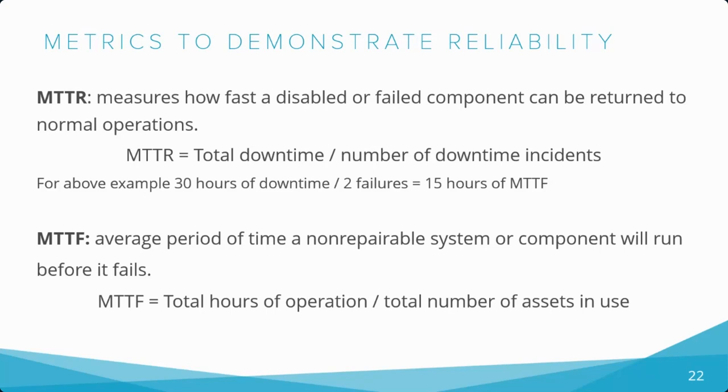Let's know some more. We discussed system availability and MTBF. Let's look into some more. MTTR, mean time to repair. This measures how fast a disabled or failed component can be returned to normal operations. MTTR is calculated by taking the total downtime a system experiences in a given time period and dividing it by the number of downtime incidents. The faster a system or component can be repaired, the lower the MTTR. In the device example, the MTTR would be 30 hours of downtime divided by two incidents, equaling 15 hours.